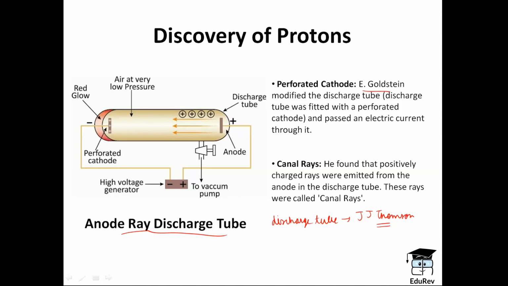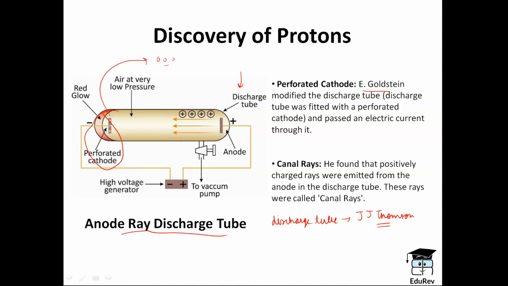Here, you can see the setup. Here is the discharge tube. And the modification which Goldstein made was that he took a perforated cathode instead of a normal cathode. Perforated cathode means the cathode has holes. Okay? So, Goldstein took a perforated cathode.